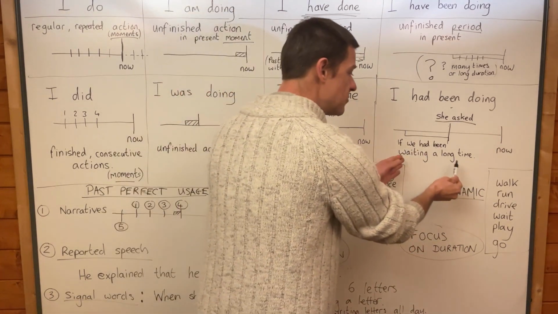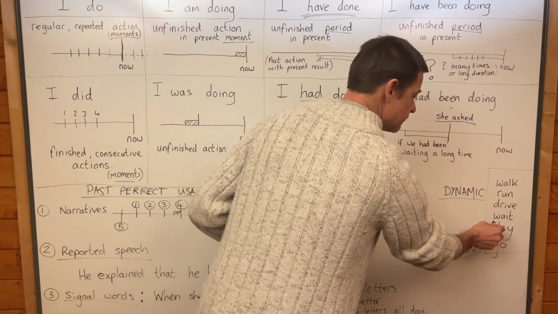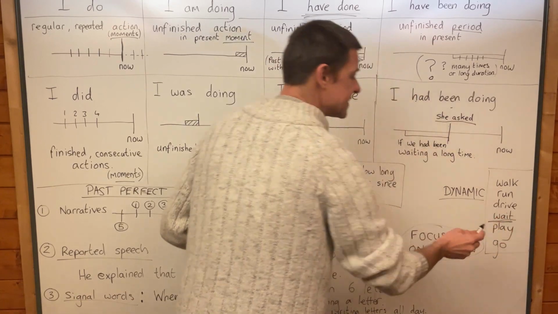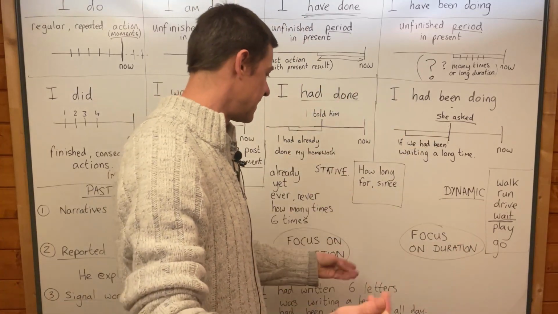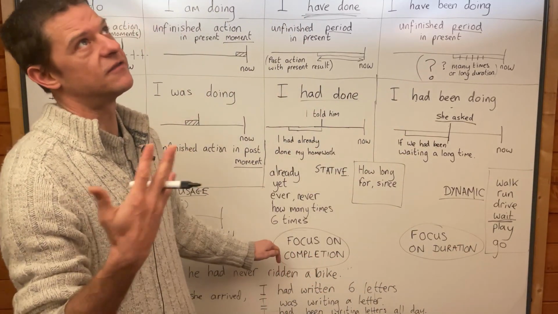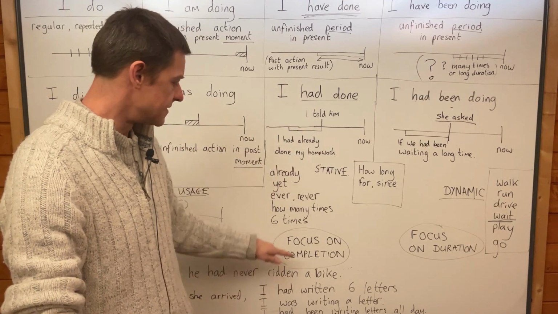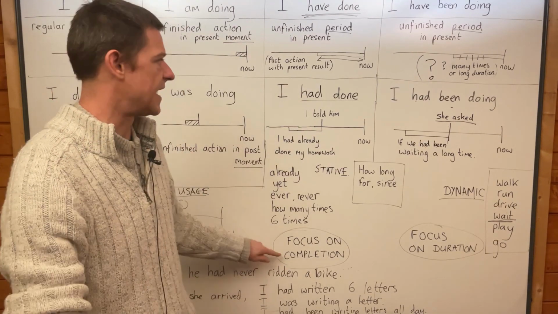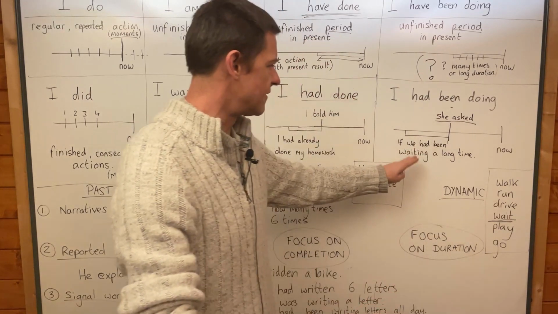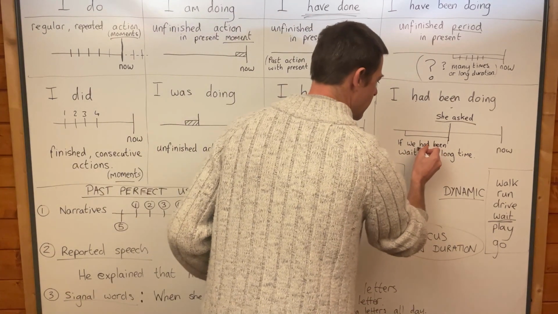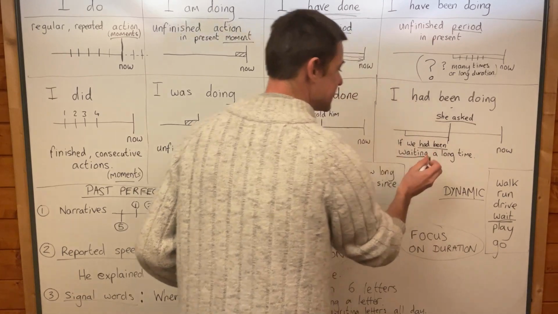And notice that the focus here is on duration. You wait and it takes a long time. When you wait, you don't do anything. There's no action there. The focus is not on the completion of an action. And had done focuses on the completion of an action. Had been doing focuses on the duration of an action. And that's why had been waiting here is correct and not had waited.